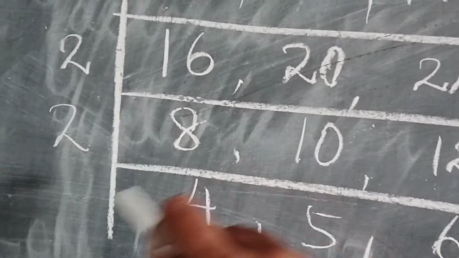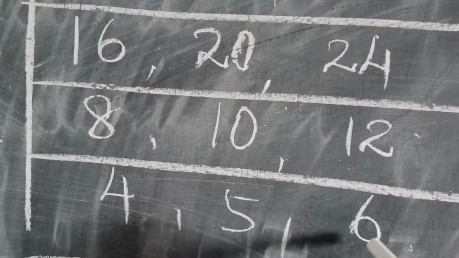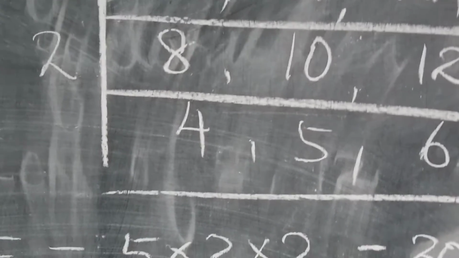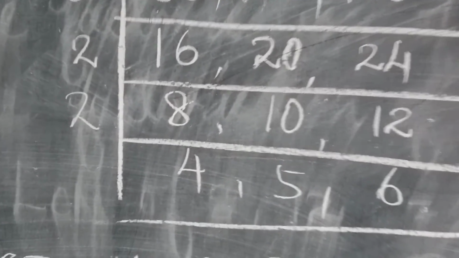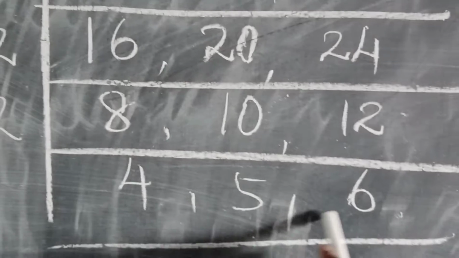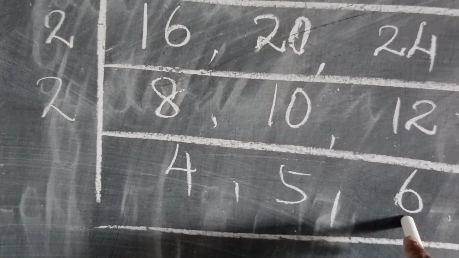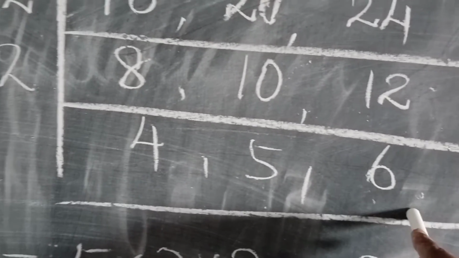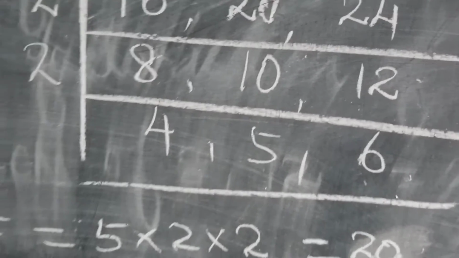Then again, 2 4s are 8, 5 2s are 10, and 6 2s are 12. Since it is the greatest value, we are going to find the HCF. We are stopping here because we cannot divide these three numbers by the same number. 4 and 6 may be divided by 2, but 5 is a prime number here. So we are stopping here.